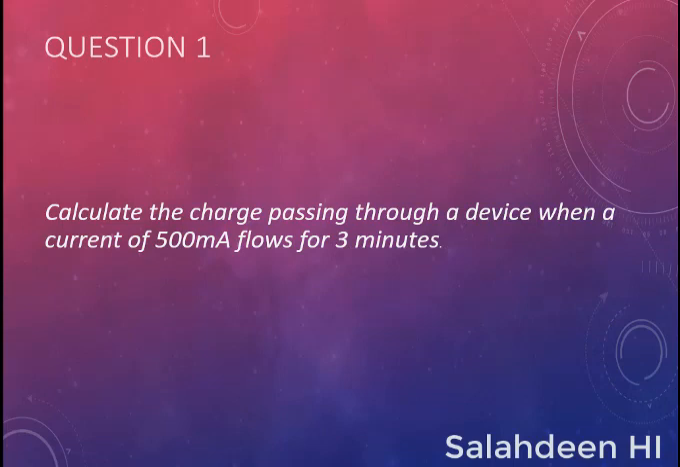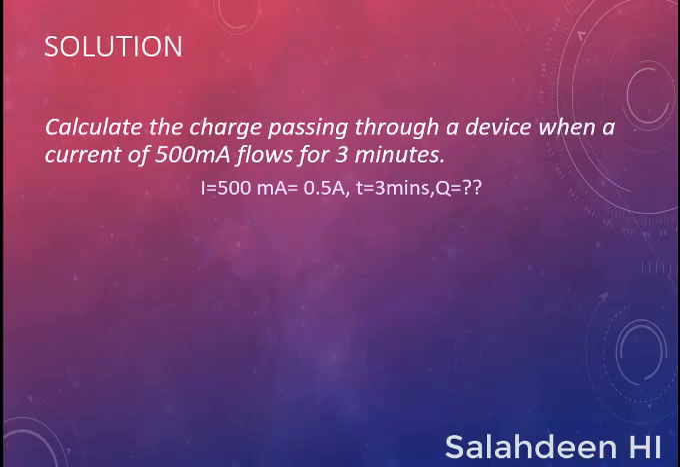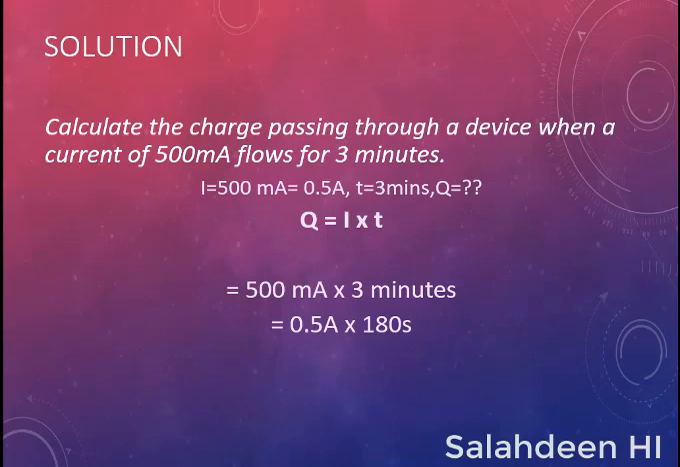Now let's look at this question. Calculate the charge passing through a device when a current of 500 milliamperes flows for 3 minutes. Now to find it, that is the solution. We have our current to be 500 milliamperes, which equals 0.5 amperes. Then T equals 3 minutes. Our Q is unknown. So we can now say Q equals I times T.